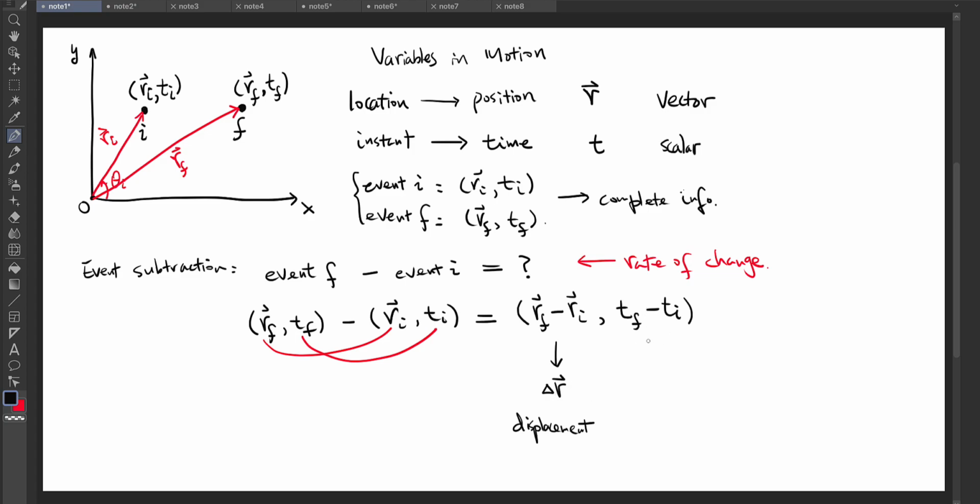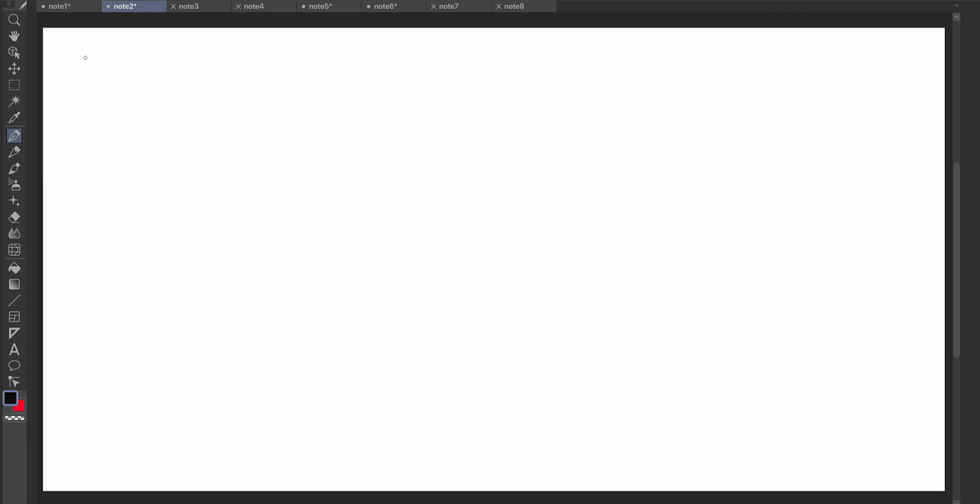Now here, T final minus T initial is called delta T. Again, it's the amount of change of the time, and that is called the time interval. The previous time here is called a time instant because it refers to just one point in time. But now it's the difference between two time points. These are the several definitions that we need before we talk about the rate of change. The rate of change of the position is called the velocity.